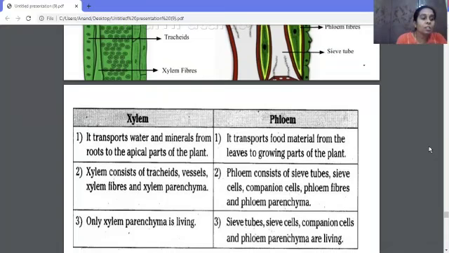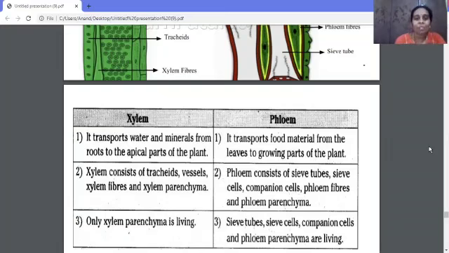Now, the process of transportation of food from the leaf to the stem and then to the other parts of the plants and even to the storage region takes place through the phloem. We got to know this process. What do we call it as? We call it as organic translocation.